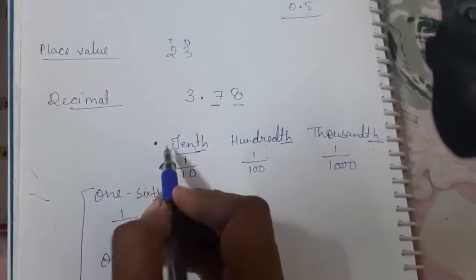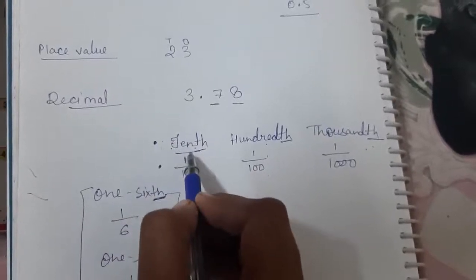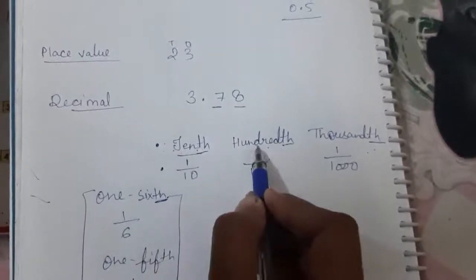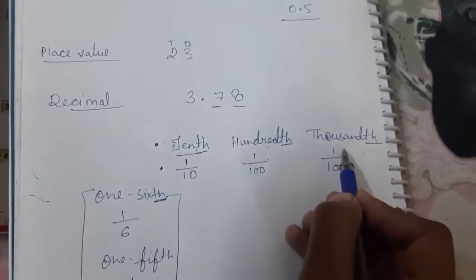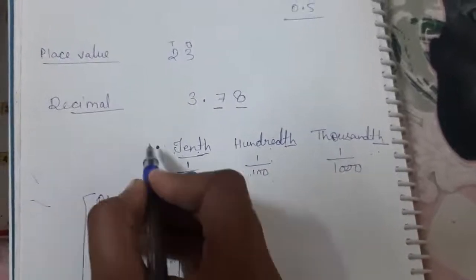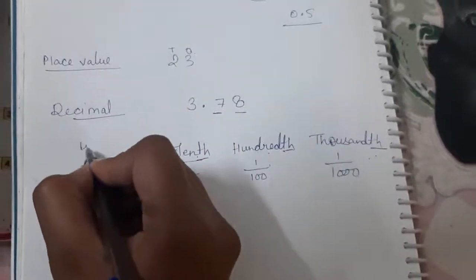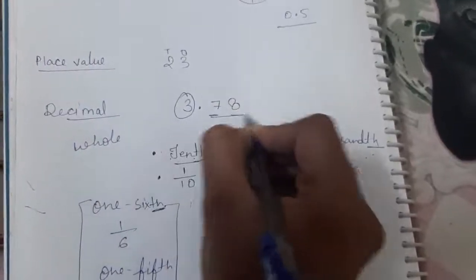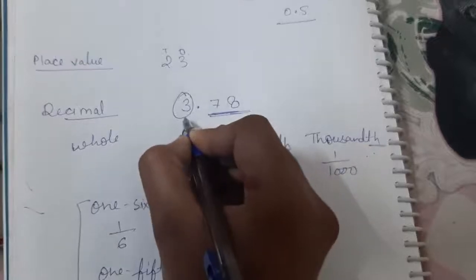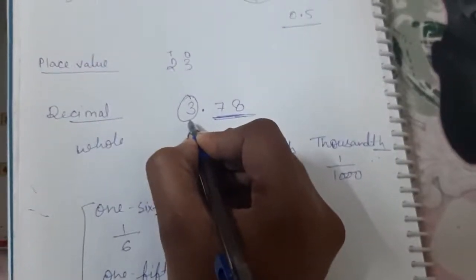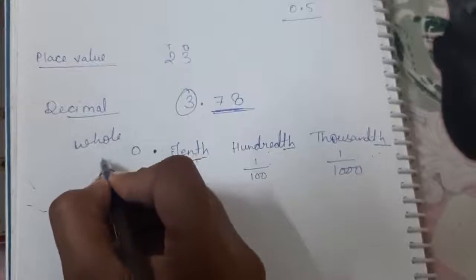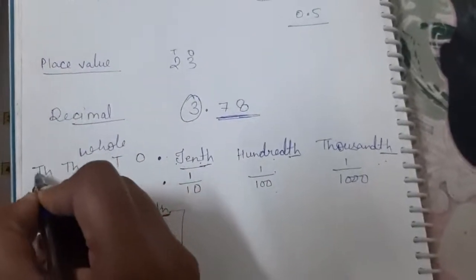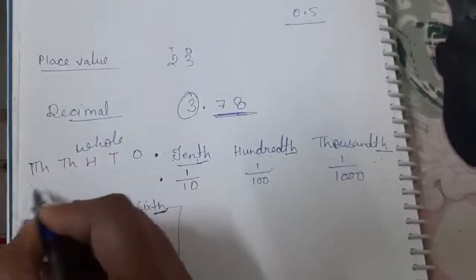After the decimal, the digits are read with place values: first tenth, then hundredth, then thousandth. Before the decimal is the whole number. These are the whole numbers and these are the decimal numbers. Whole numbers are read as usual, starting from ones, tens, hundred, thousand, 10,000, lakh, 10 lakh, and so on.